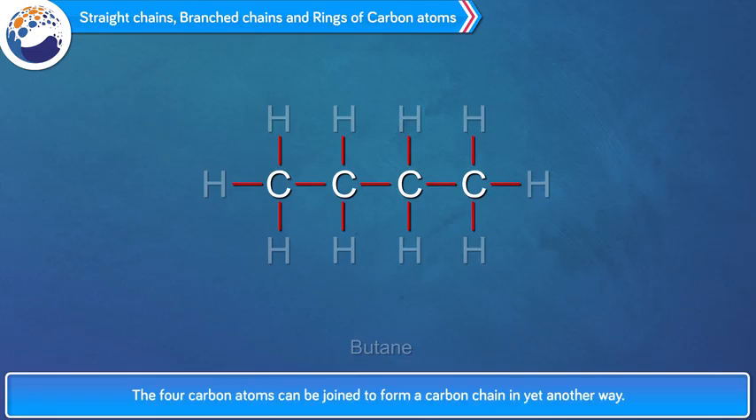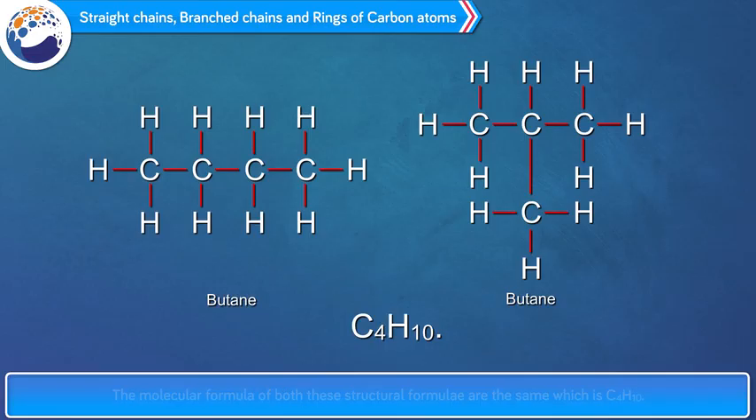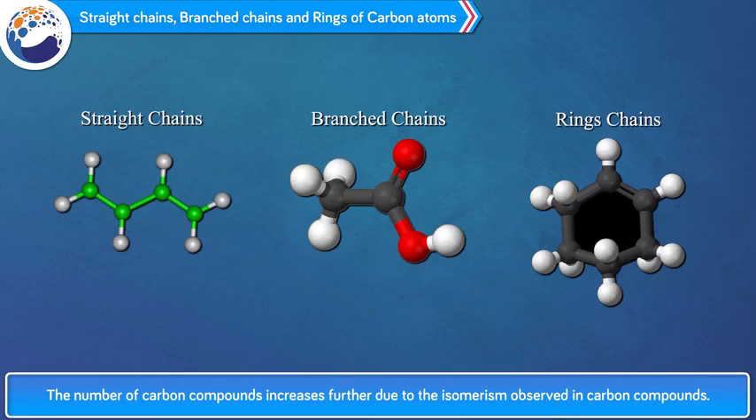The 4 carbon atoms can be joined to form a carbon chain in yet another way. The molecular formula of both these structural formulae is the same, which is C4H10. These are 2 different compounds as their structural formulae are different. The phenomenon in which compounds having different structural formulae have the same molecular formula is called structural isomerism. The number of carbon compounds increases further due to the isomerism observed in carbon compounds.